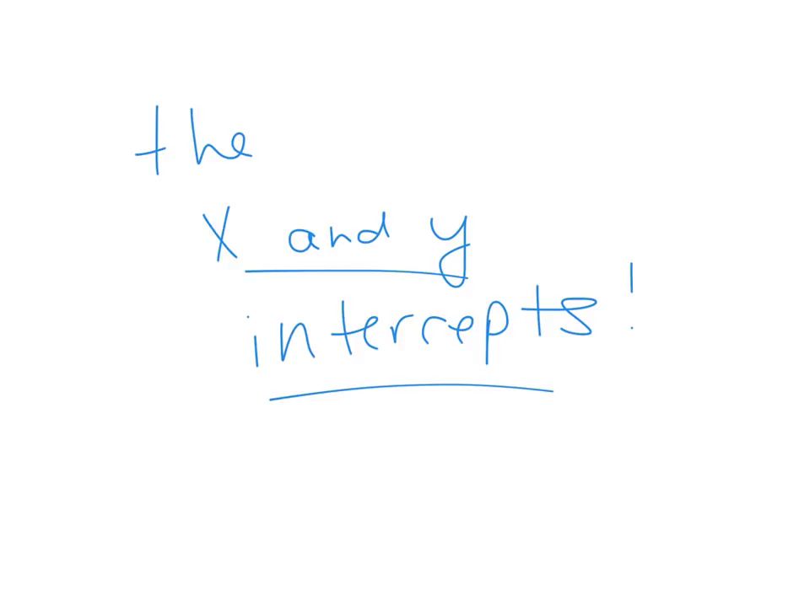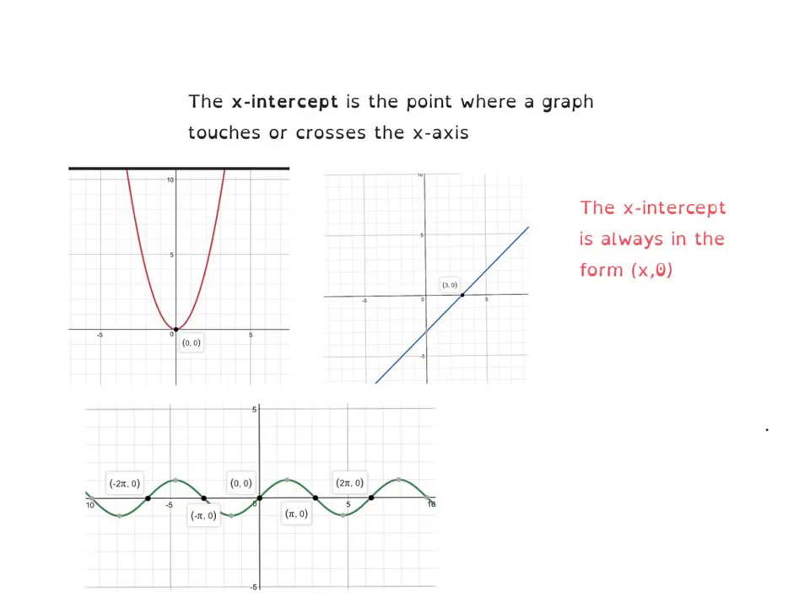So we're going to quickly take a look at the x and y intercepts of any graph. Definition of the x-intercept, we know it's the point where the graph either crosses or just touches the x-axis. So I have three different graphs here, so I'm just going to highlight the x-intercepts on each of the graphs.